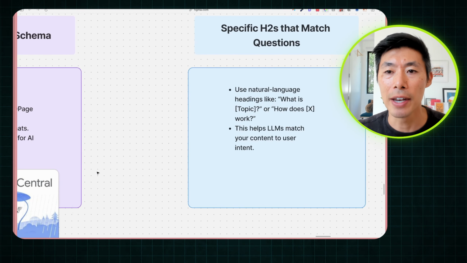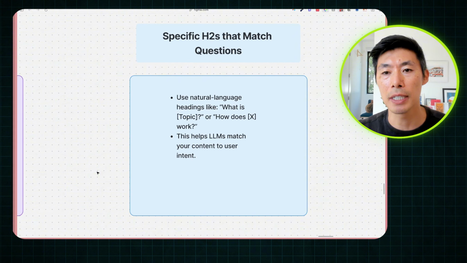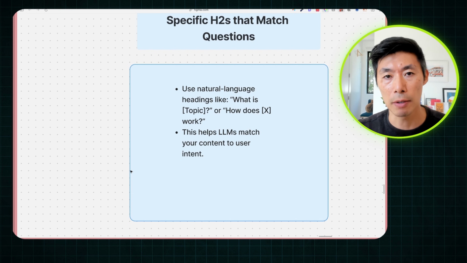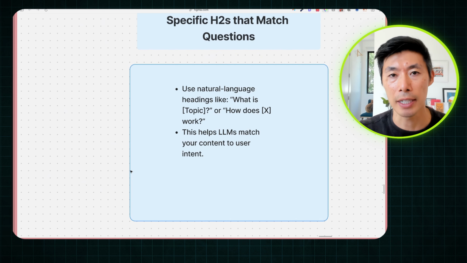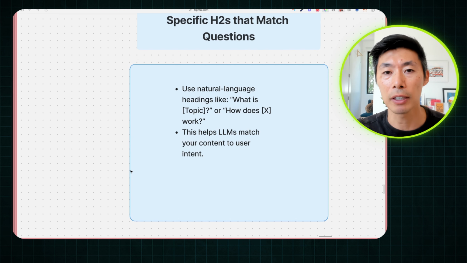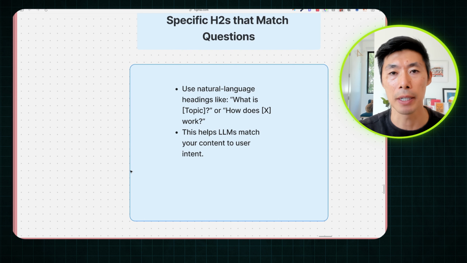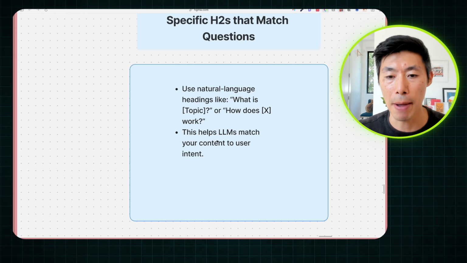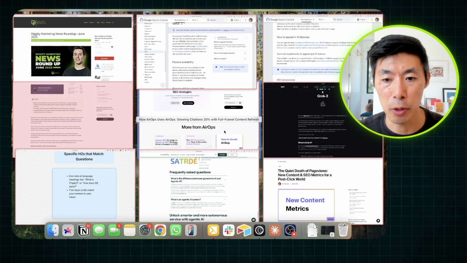Now moving on, the next thing that would be helpful is including specific H2s that match questions. So if you think about how the large language models are pulling information, a lot of it is looking for concise answers to questions, whether it is a question that the user is adding specifically or it's a sub-query or subtopic that is part of the fan-out technique. And if you can structure the H2s in the way that somebody would use in natural language, then that helps the LLM match the content to the intent.